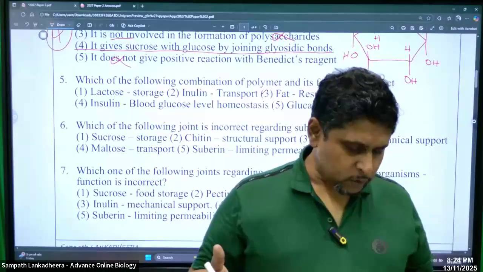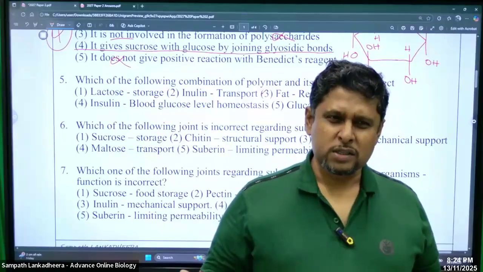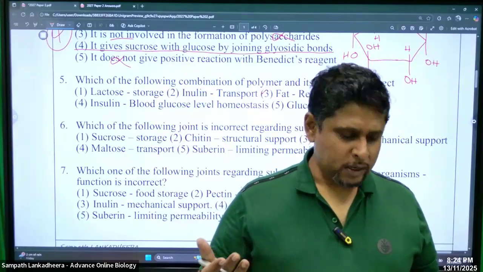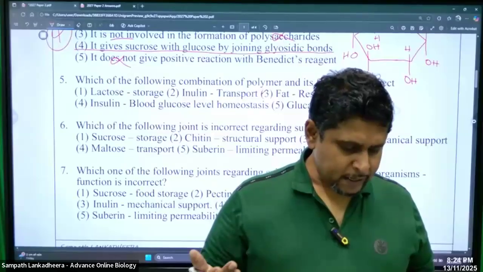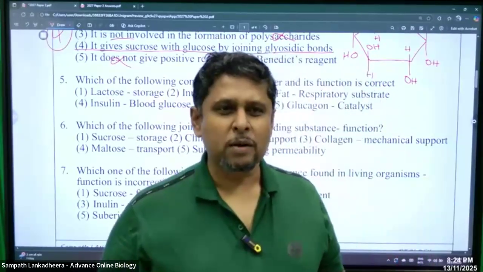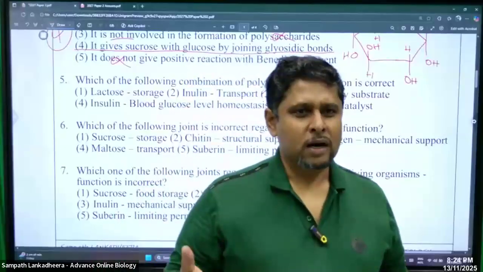Inulin, transport? Sucrose is transported, so that is wrong. Inulin is for storage. And then fat, respiratory substrate. Fat is a respiratory substrate, but it's not a polymer. You can't take that also as correct.